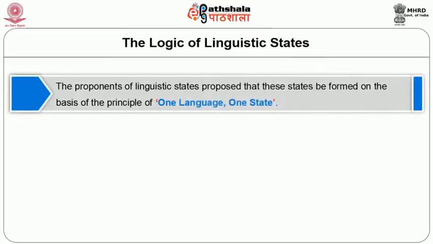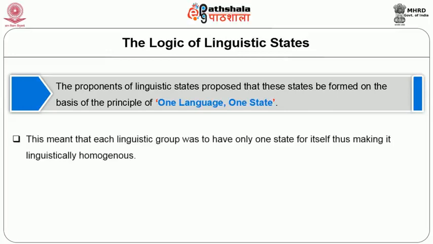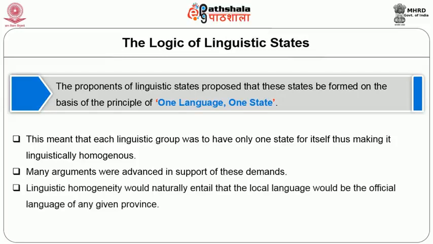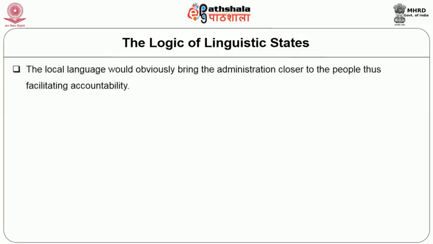The proponents of linguistic states proposed that these states be formed on the basis of the principle of one language, one state. This meant that each linguistic group was to have only one state for itself, thus making it linguistically homogeneous. Many arguments were advanced in support of these demands. Linguistic homogeneity would naturally entail that the local language would be the official language of any given province. The local language would obviously bring the administration closer to the people, thus facilitating accountability.